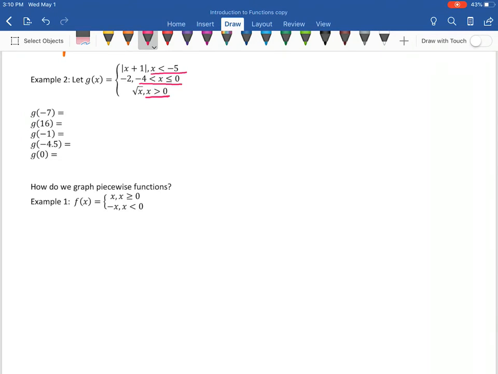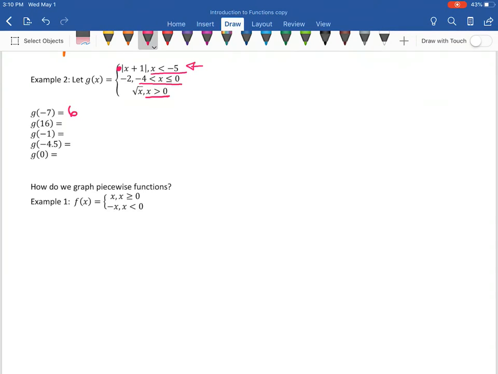So for the first part of example 2, it says find g of -7. Well, g of -7 lies on the first interval because -7 is less than -5. So I'm going to plug in -7 into the first piece. So I'm going to plug in -7 plus 1, which will give me -6, and then I have to take the absolute value of -6, which is 6.